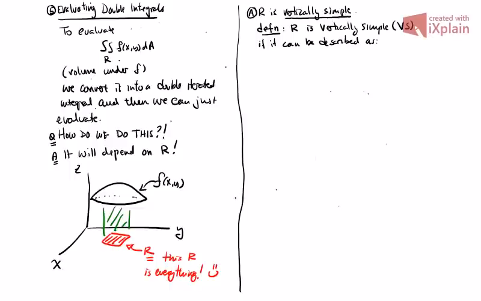And I'm going to do this with a picture. So a vertically simple region, remember this is the R that we're describing. This is in the XY plane. A region is vertically simple if it can be described as being between two functions on an interval. So we've got an A and a B on the x-axis. We've got a bottom function. We've got a top function. And we've got our R, which is right between these.